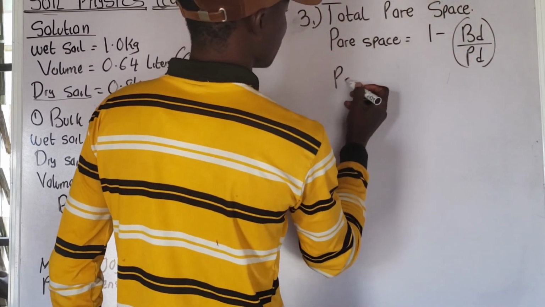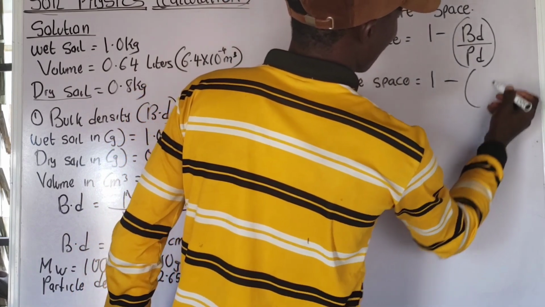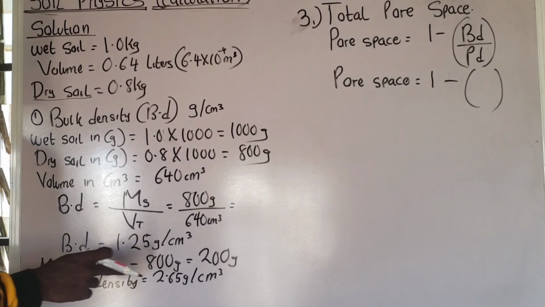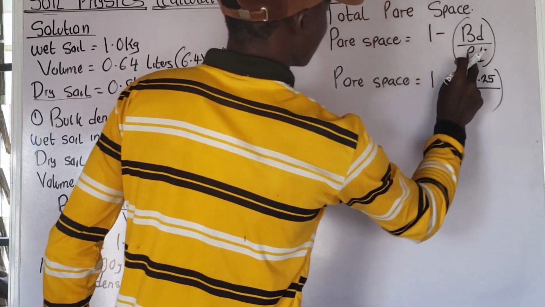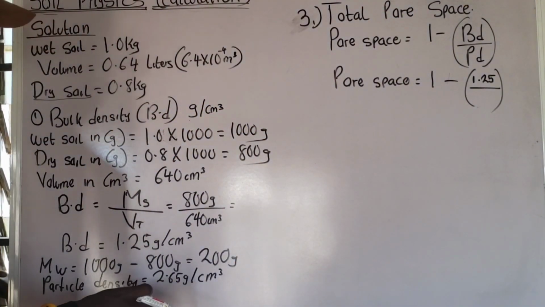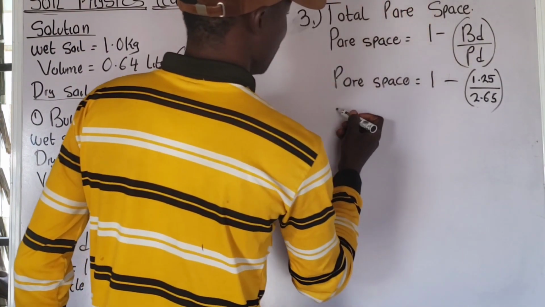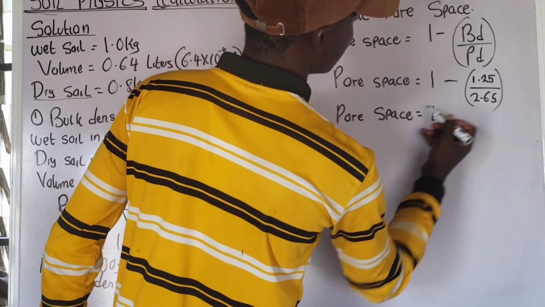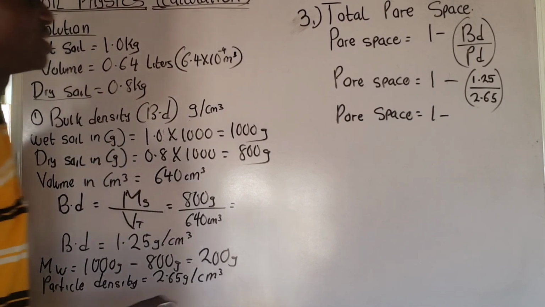Okay, so the pore space is equal to 1 minus, what is the value of the bulk density that we got? The value is 1.25. You understand? So 1.25 all over the particle density. The particle density is 2.65. Okay, all over 2.65. You understand? Okay, pore space equals 1 minus 1.25 divided by 2.65. That will give us 0.4717.